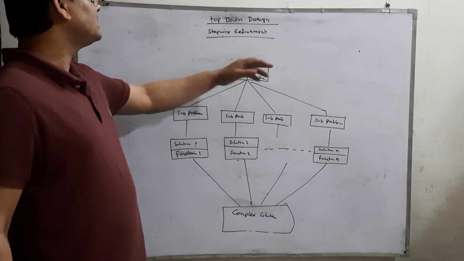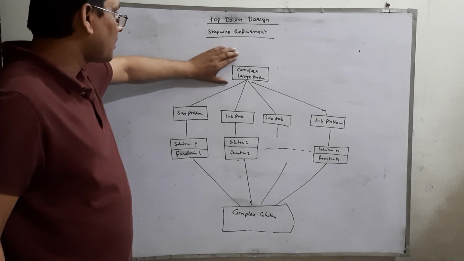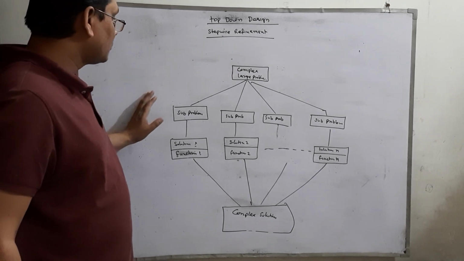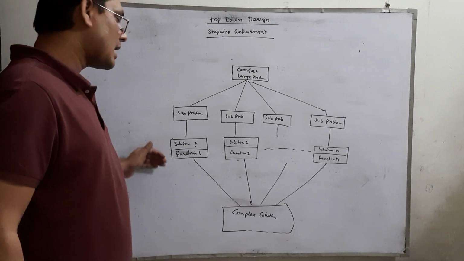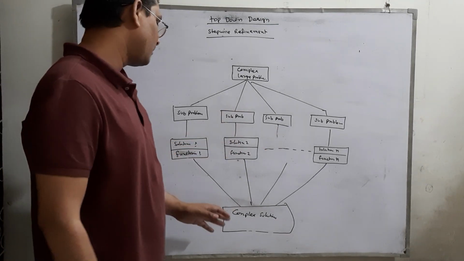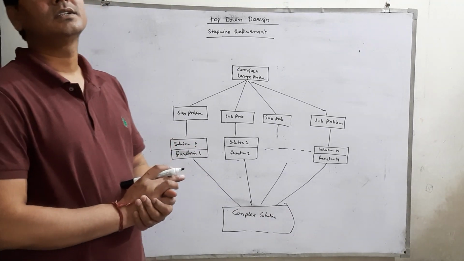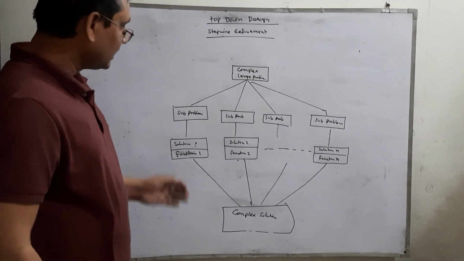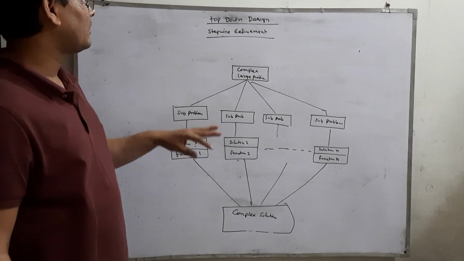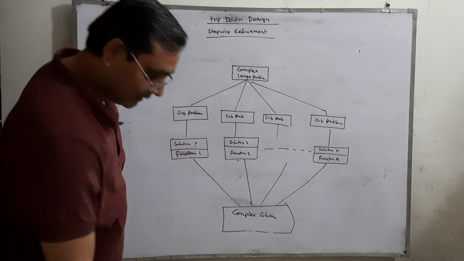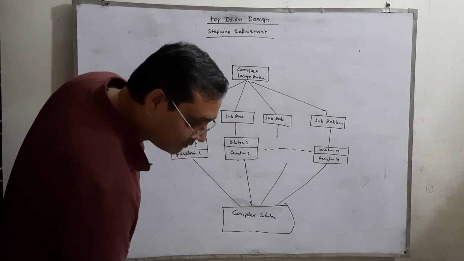What is top-down design? A complex problem is divided into sub-problems. Sub-problems have sub-solutions, and after getting each sub-solution, we can combine them together and put it as a complex solution. This is called step-by-step refinement, stepwise refinement or top-down design. This one is very important for you all.